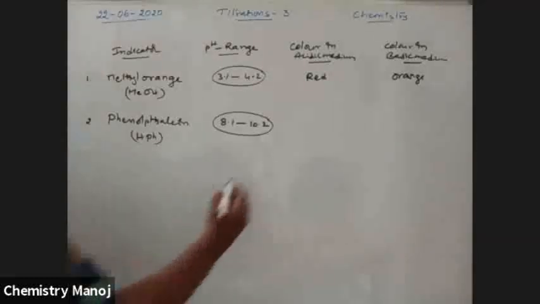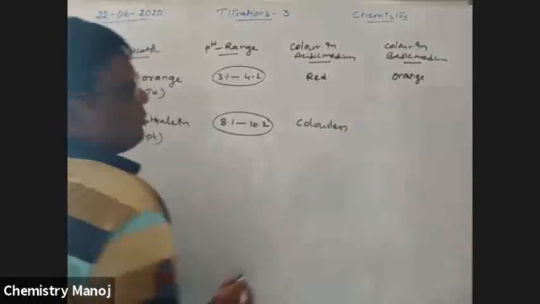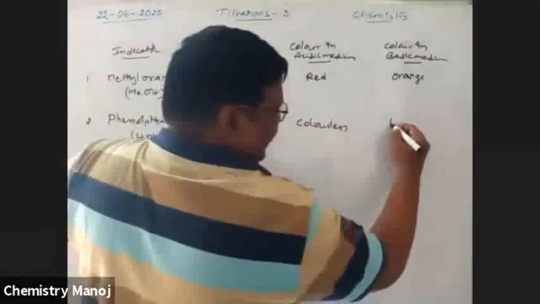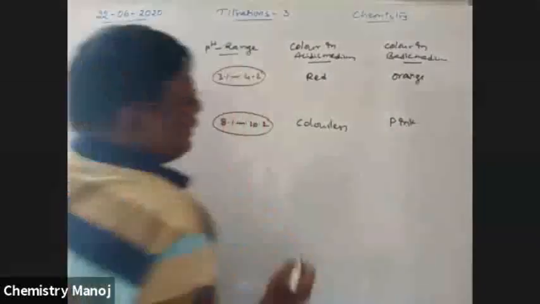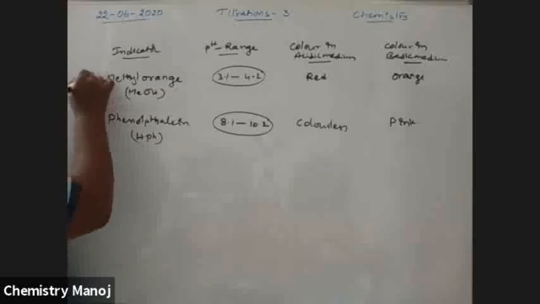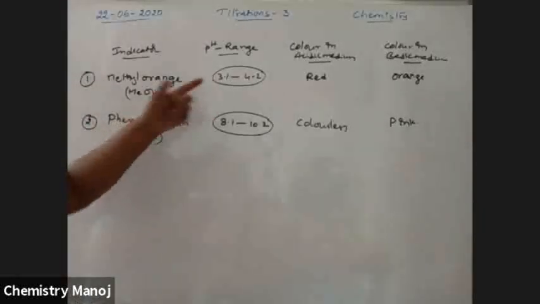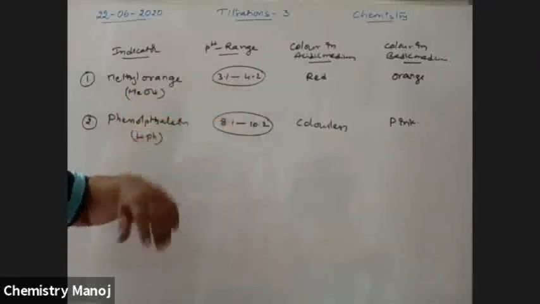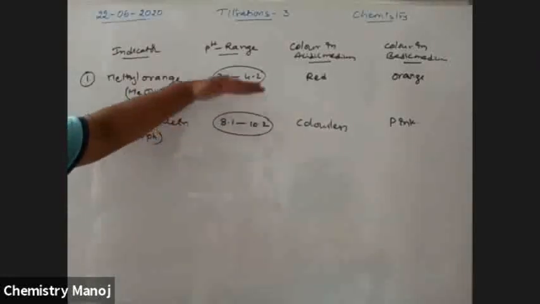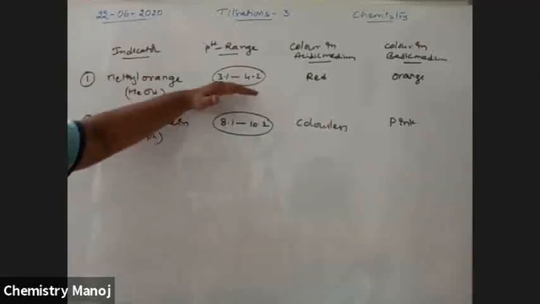Here, phenolphthalein in acidic medium is colorless. In basic medium, it is pink in color, or sometimes red and pink. These are the different colors. So the frequently used acid-base indicators are methyl orange and phenolphthalein. The pH range of methyl orange is 3.1 to 4.2. In this pH range only, the methyl orange efficiency is more, so it acts as an indicator only in this pH range.